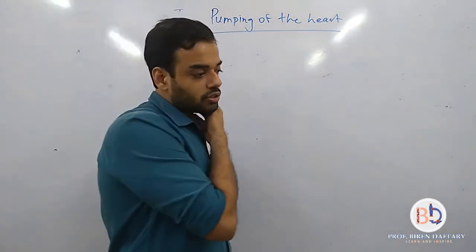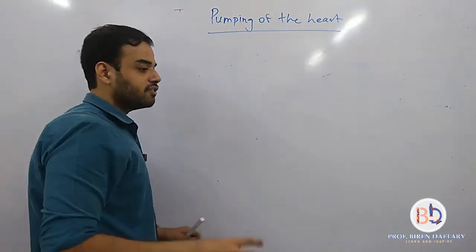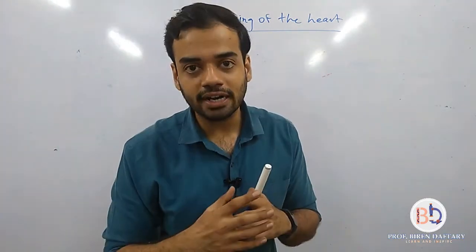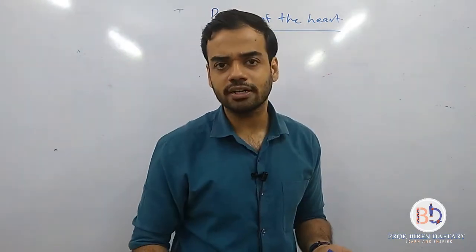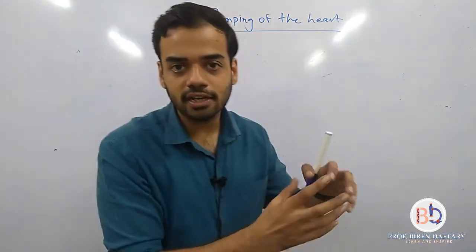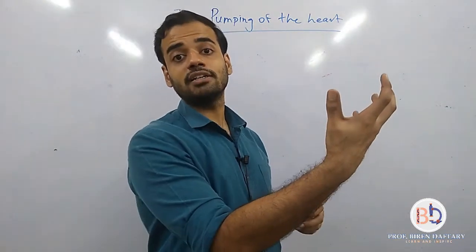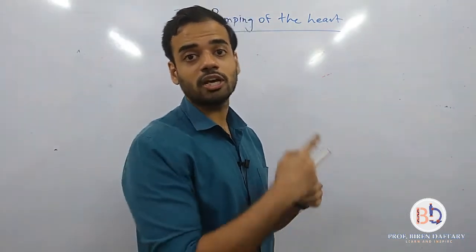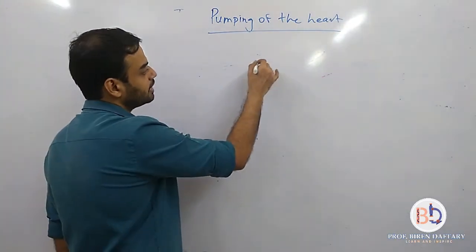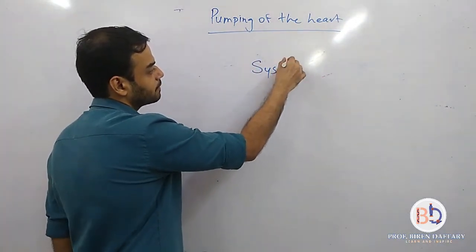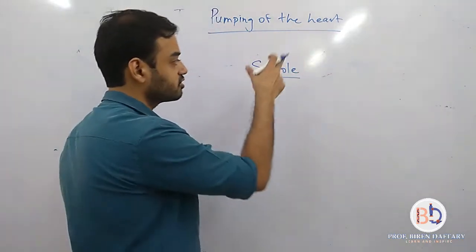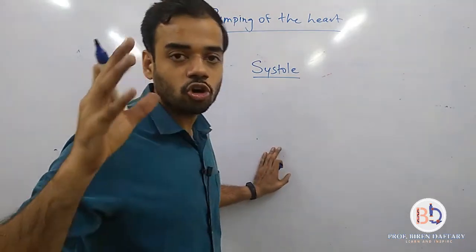right? So whenever we say that the heart is contracting, what we mean is that the left ventricle is contracting. When the left ventricle is contracting, that means the blood is going through the aorta and to all the parts of the body. So that contraction is normally called systole. Now, from now on, you will not be using the word contraction, use the word systole. So, systole means contraction.